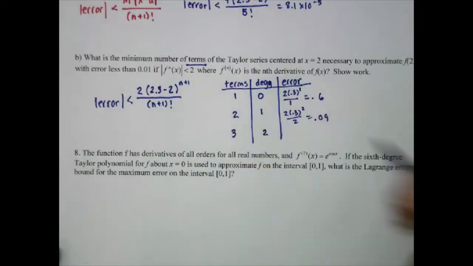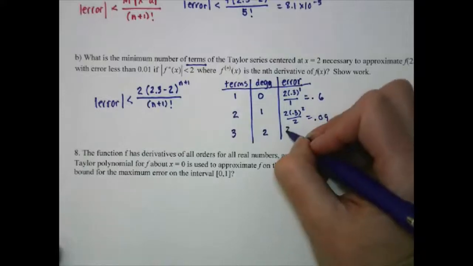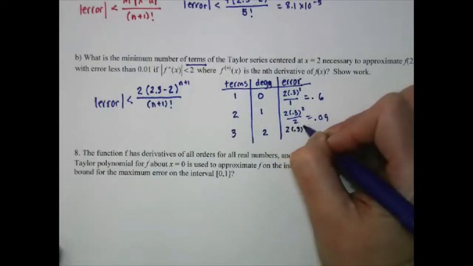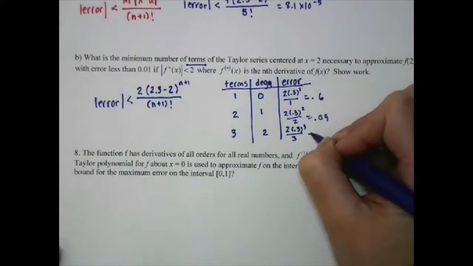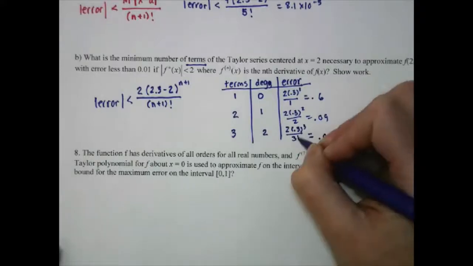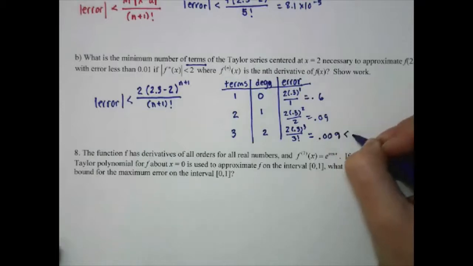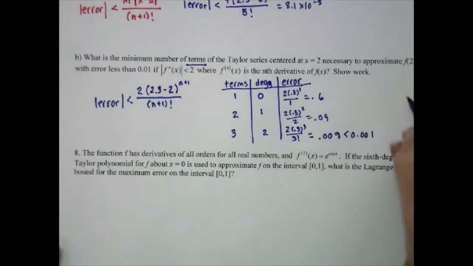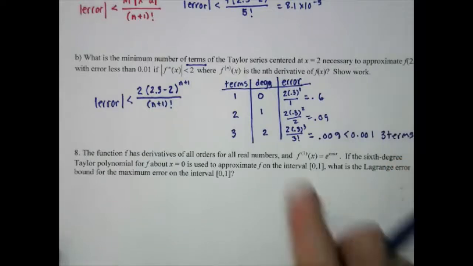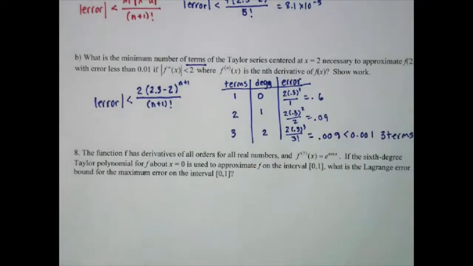If we have 3 terms, that means my degree is 2. We've got the constant, the linear term, and the quadratic term. So the next term would be 2 times 0.3 cubed over 3 factorial, which gives me 0.009, which is less than 0.01, which means we want 3 terms. Okay, if we were asked for the degree, it would be the second degree.